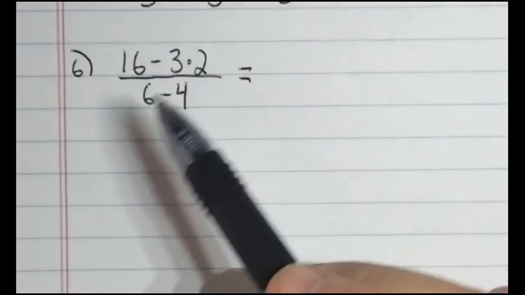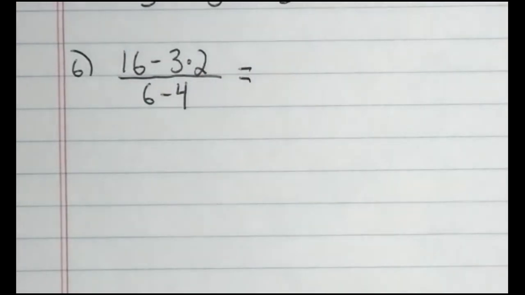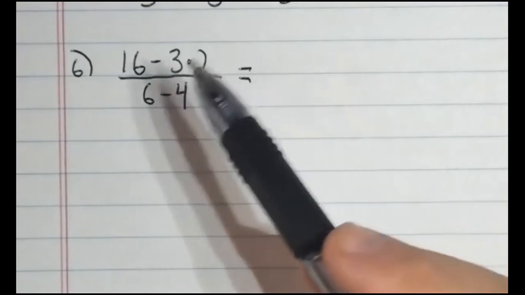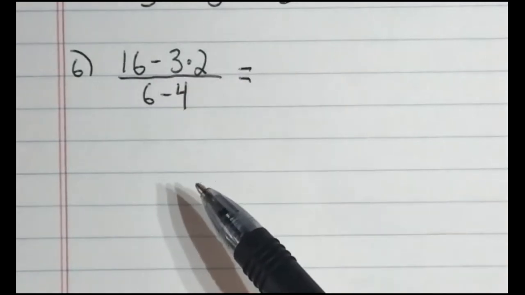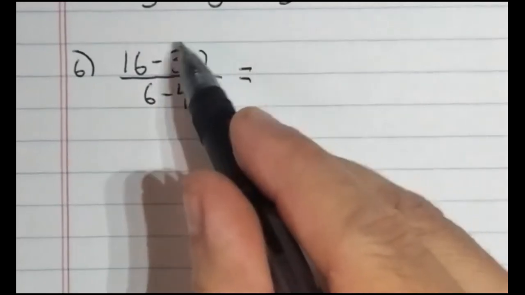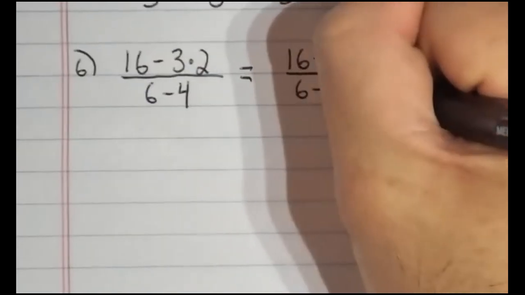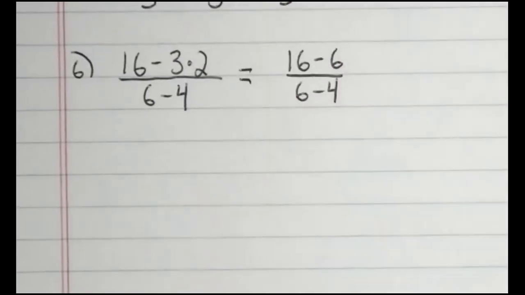So order of operations, we're looking for parentheses. I don't have any parentheses in this problem. I'm looking for exponents. I don't have exponents. Next thing I'm looking for is multiplication or division. I do have multiplication or division, right? I have it right here. 3 times 2. So technically I would do that first. 3 times 2 would give me 6. So I have now 16 minus 6 over 6 minus 4.